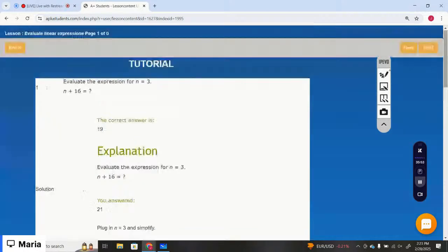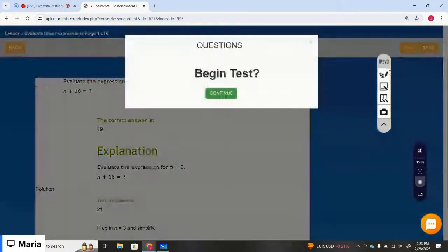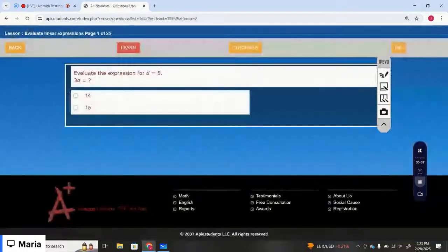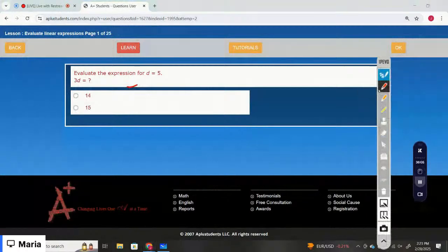Let's just start with the test questions. Evaluate the expression for d equals 5. 3d, that means d is multiplying to 3, right? So 3 times 5. 3 times 5 is 15. Option number 2 is the correct option. That is 15.